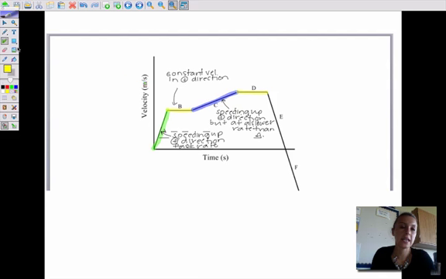Line D is the same idea as line B. It is a constant velocity in the positive direction. However, because it's higher on the y-axis, it's literally higher than B, it's going at a constant velocity, but it's faster than B.